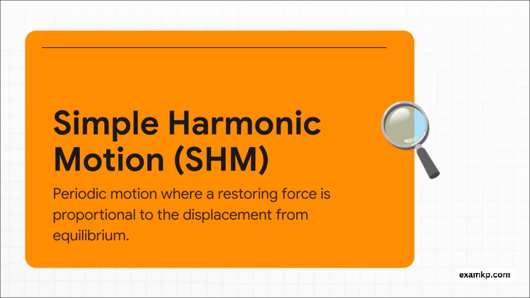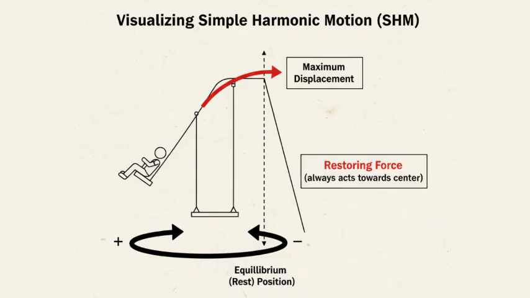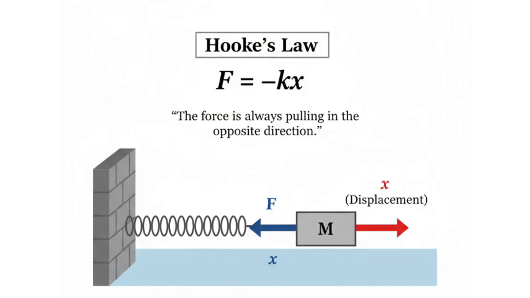Just picture a kid on a swing, right? As they swing away from the bottom, gravity is always trying to pull them back to that center resting point. And that right there is the heart of SHM. It's just an oscillation around the central point, driven by a force that always wants to pull it back to the middle. And this entire motion is governed by a really simple but incredibly powerful equation, Hooke's law.